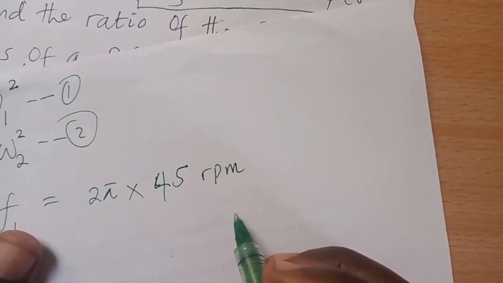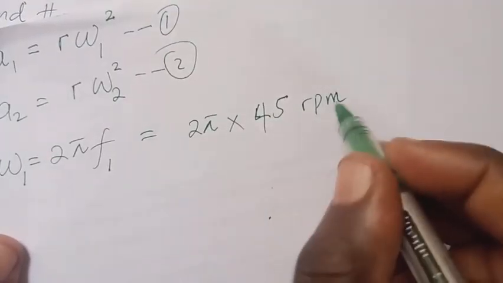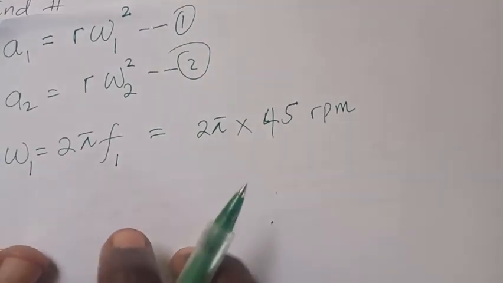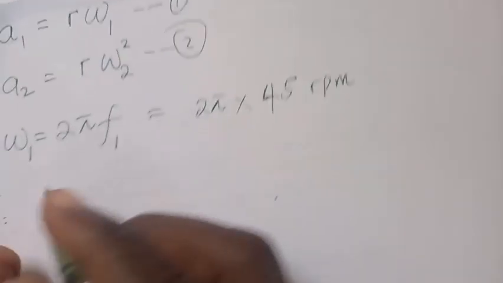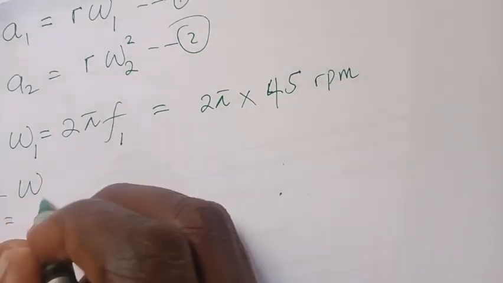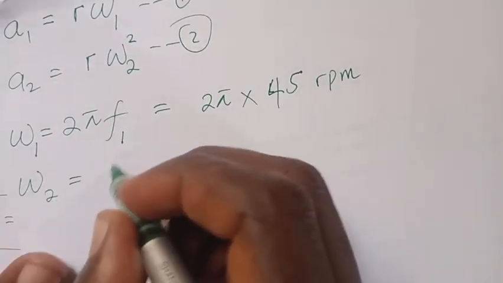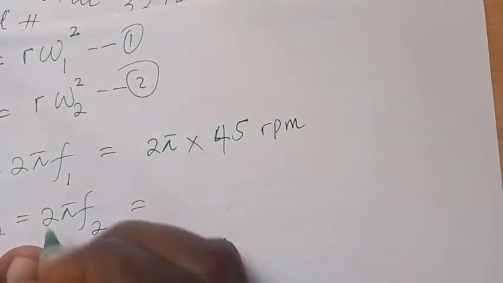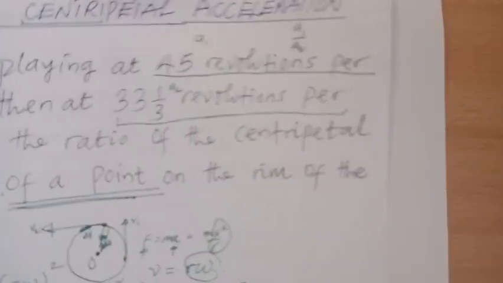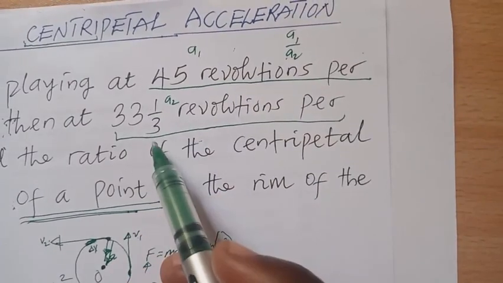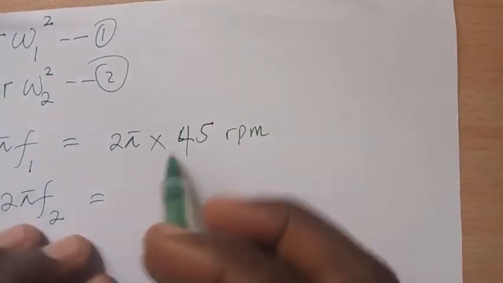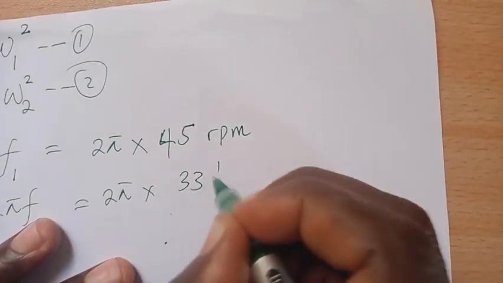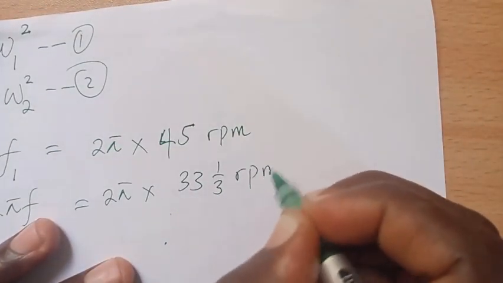I'm going to leave this one. I will not change it to radians per second because the units are going to cancel each other out, so just leave them like that. And then my omega 2 is equal to 2 pi f2, where f2 is the second frequency given, so this is 2 pi times 33 1/3 revolutions per minute.